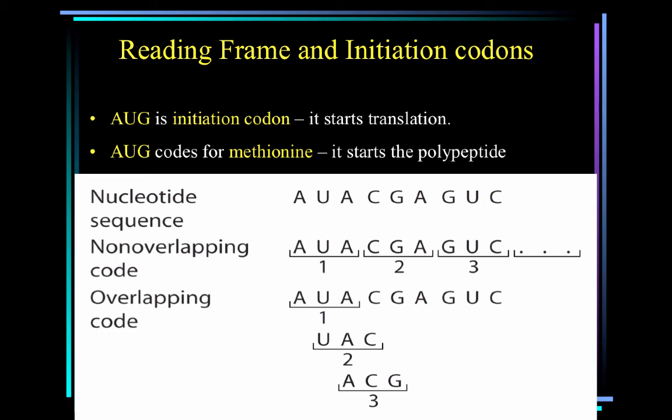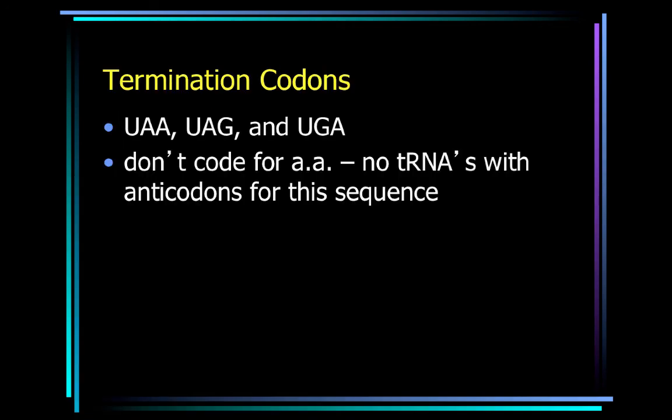So keep in mind that AUG is the initiation codon. Every single translation is going to start with AUG, methionine, and that's going to start the polypeptide chain.